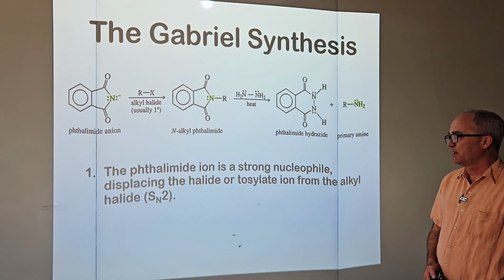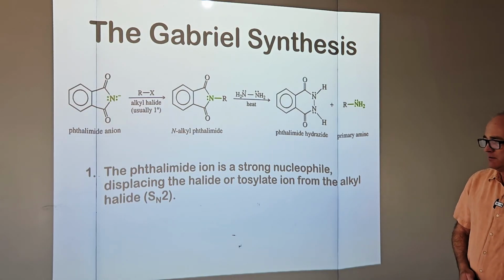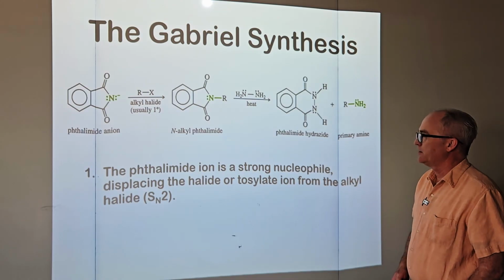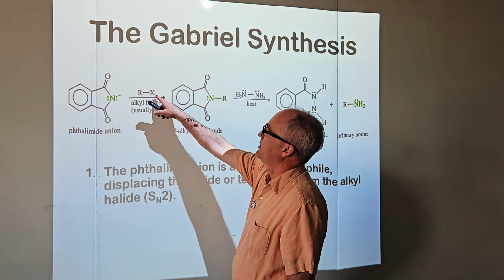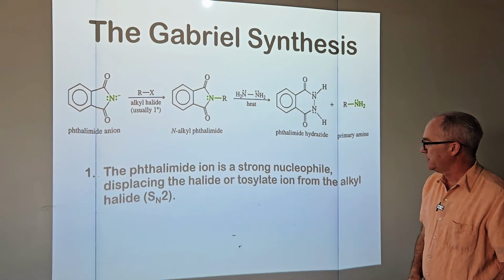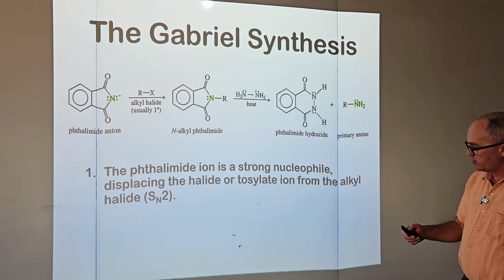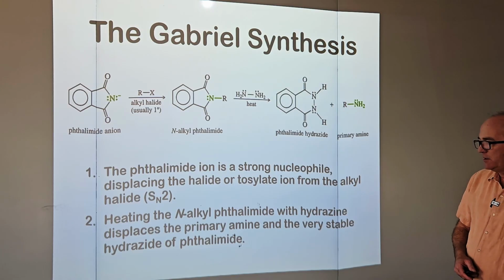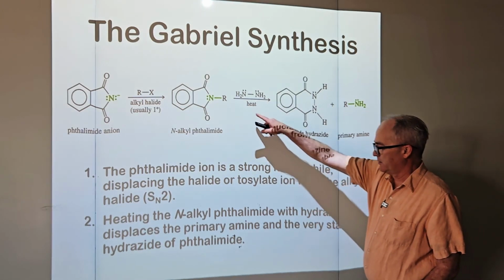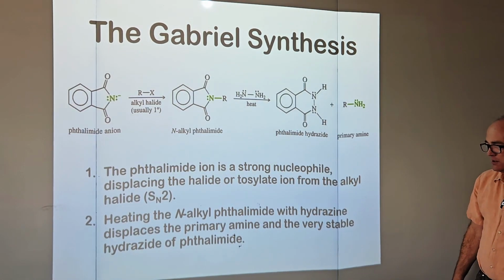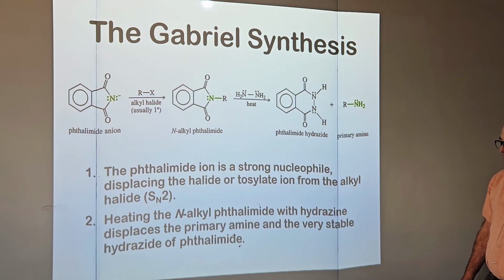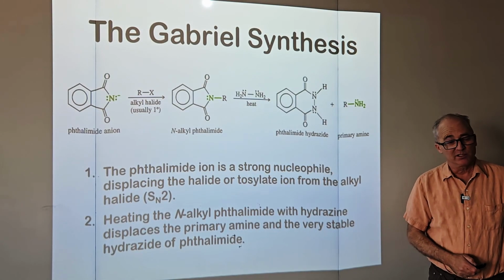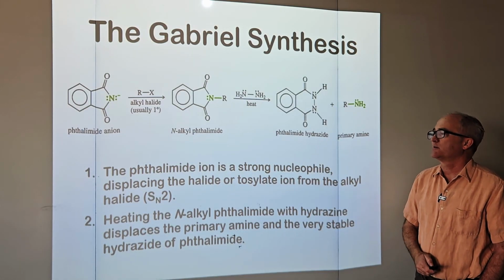multi-alkylations. The phthalimide ion is a strong nucleophile, displacing the halide or tosylate ion from the alkyl halide. So we could also have a tosylate instead of the alkyl halide. In SN2 fashion, we get our primary amine. After we heat the N-alkyl phthalimide with hydrazine, it displaces the primary amine, and we get our product there. Any questions on the Gabriel synthesis?